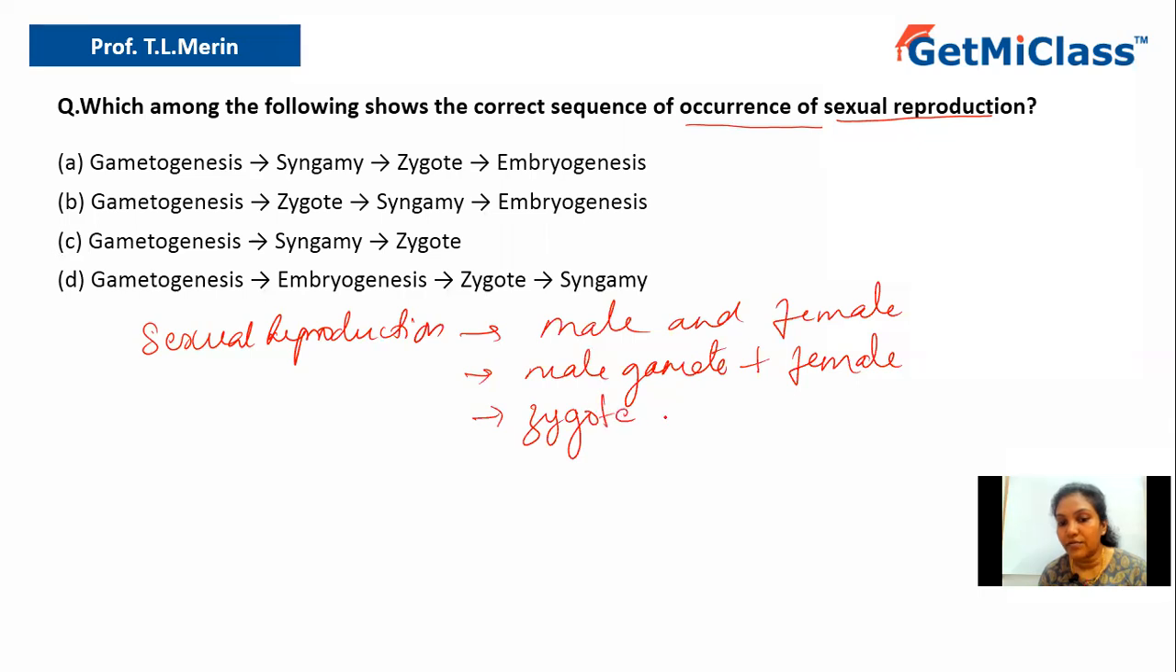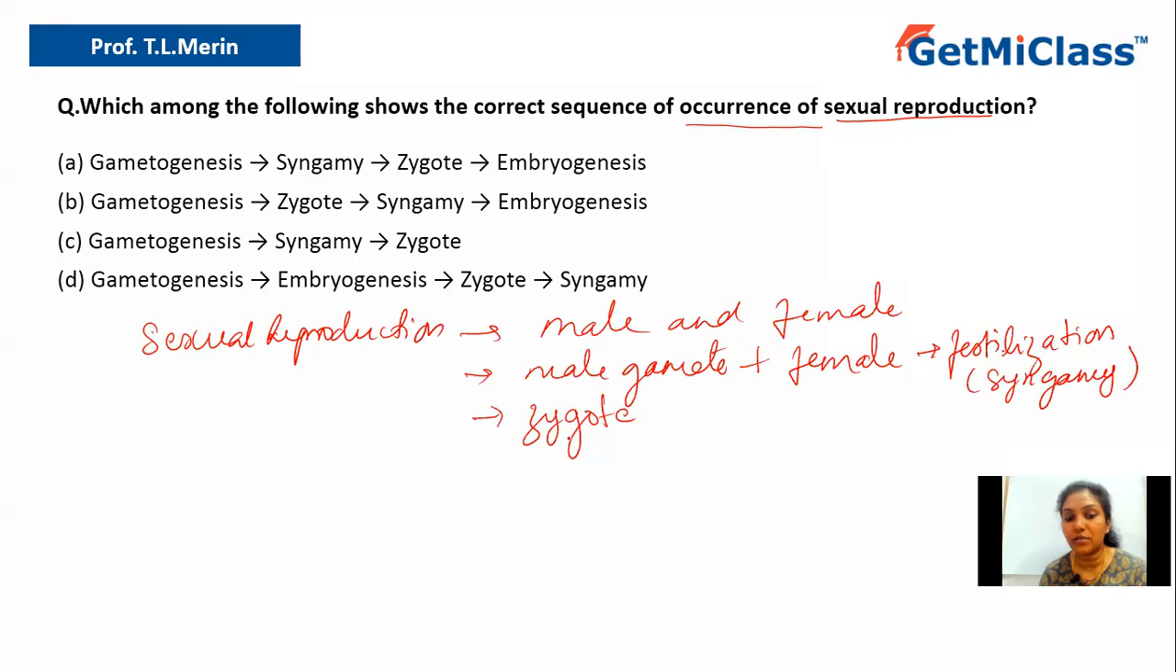So this fusion of male gamete with the female gamete is called as what? Fertilization. There is another term for fertilization or fusion of these gametes. This is called as syngamy. Syn means fusion, and gamy here means gamete. So fusion of gametes is called as syngamy. That also means that it is fertilization.